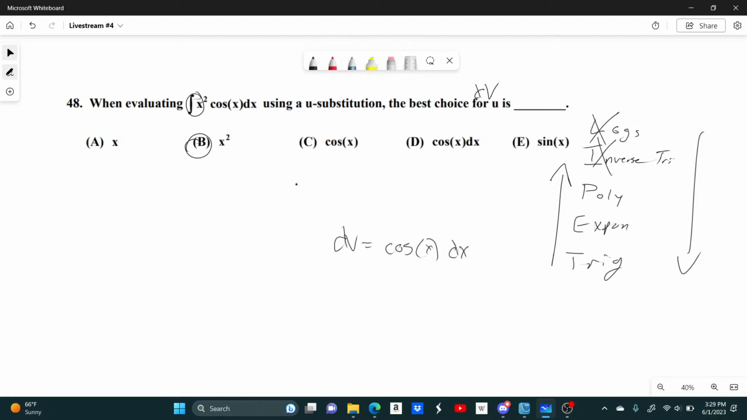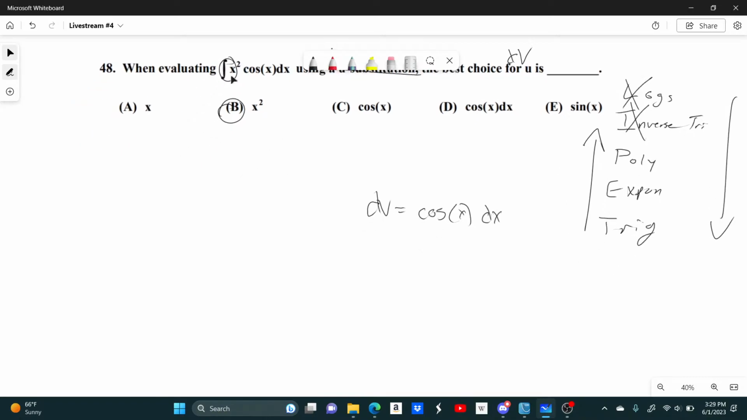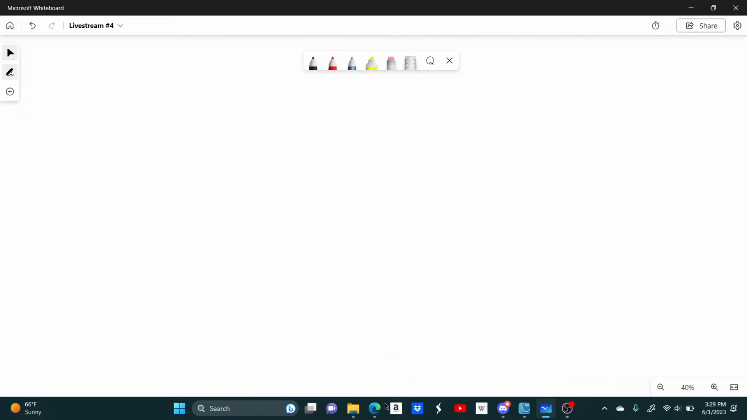Also, if you're just coming in, this isn't a u substitution. This is an integration by parts. I don't know if this is a technicality or if it's a typo, but the only way to really solve this is by integration by parts. Okay, let's keep going.